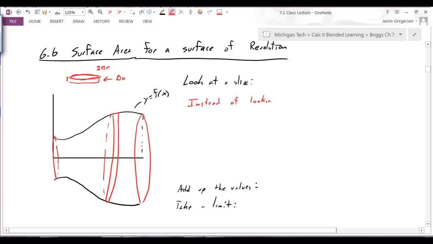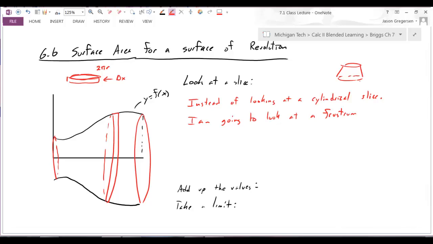looking at a cylindrical slice, I am going to look at a frustum. So that thing. And I can generate a formula for the surface area of a frustum.